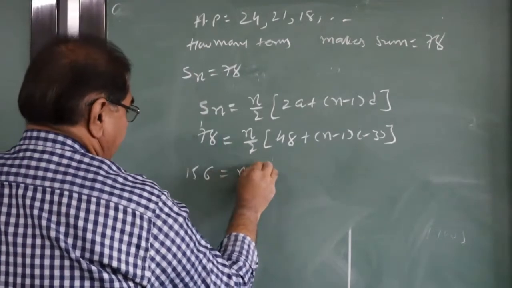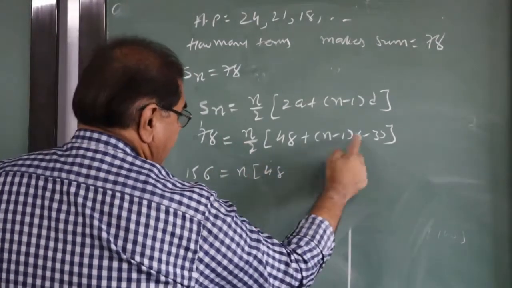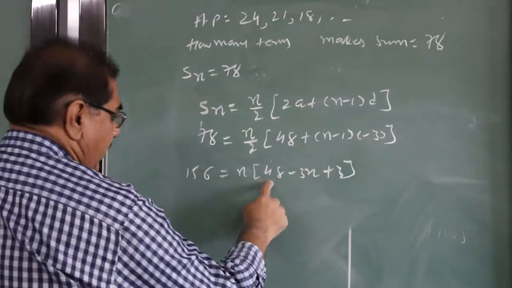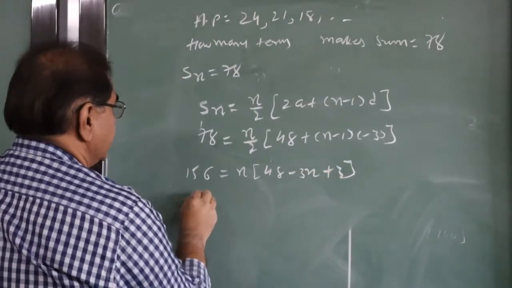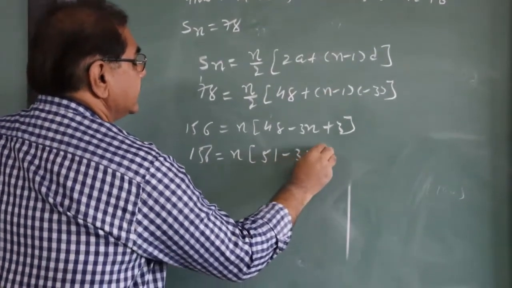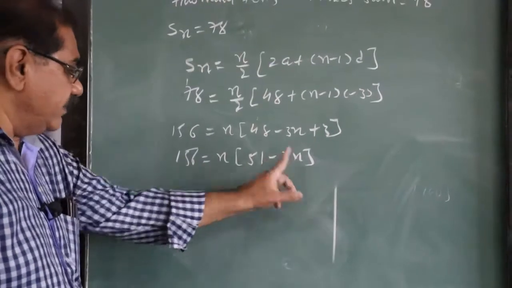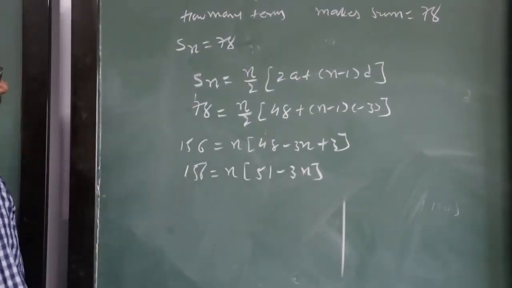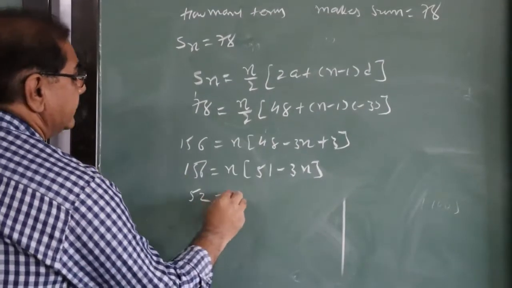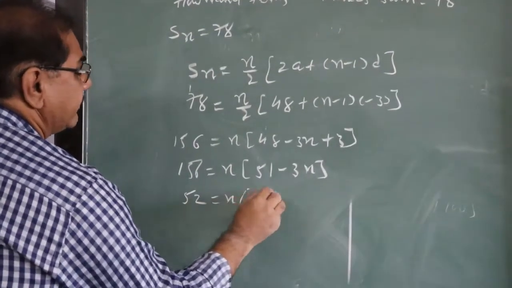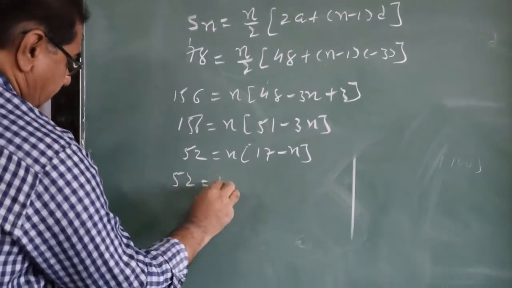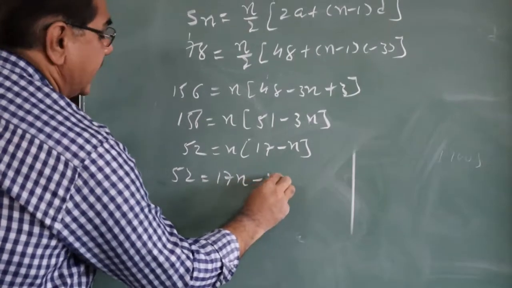156 is equal to n, 48 minus 3n plus 3, opening the bracket. So 48 plus 3 is 51. So 156 is equal to n, 51 minus 3n. You can check all three numbers are multiples of 3. So I take 3 common. So 5 3s are 15, 2 3s are 6, is equal to n, 17 3s are 51 minus n. So 52 is equal to 17n minus n square.